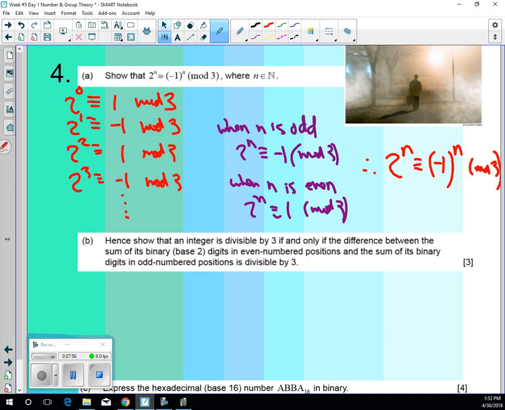Hence, show that an integer is divisible by 3 if and only if the difference between the sum of its binary base 2 digits in even numbered positions and the sum of the binary digits in odd numbered positions is divisible by 3. This one I want you to study.